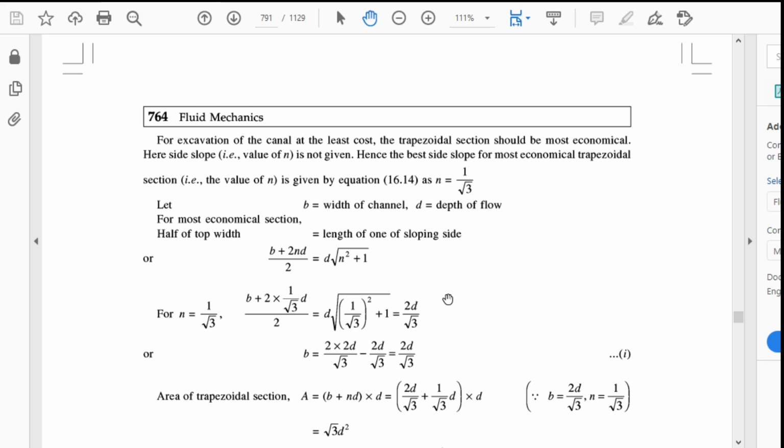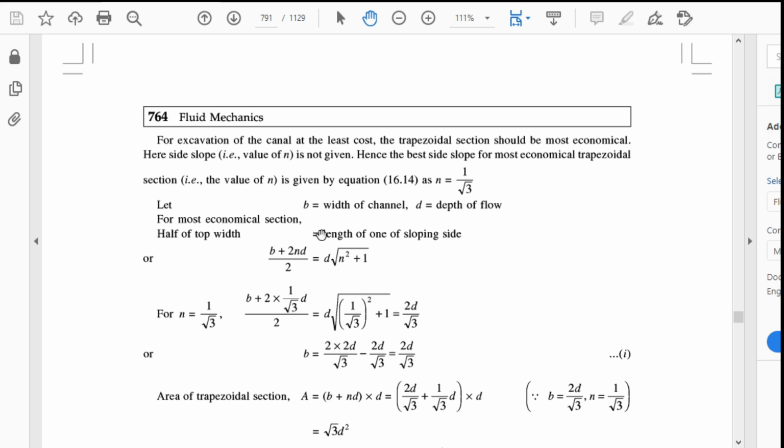So the theta value will be 60 degrees and the side slope n will be equal to 1 upon root 3, as I have explained earlier, and b equals the width of channel and d equals the depth of flow. So we can use the conditions for b, for n, and for the wetted perimeter also. Simply we have to find out the dimensions for this channel.